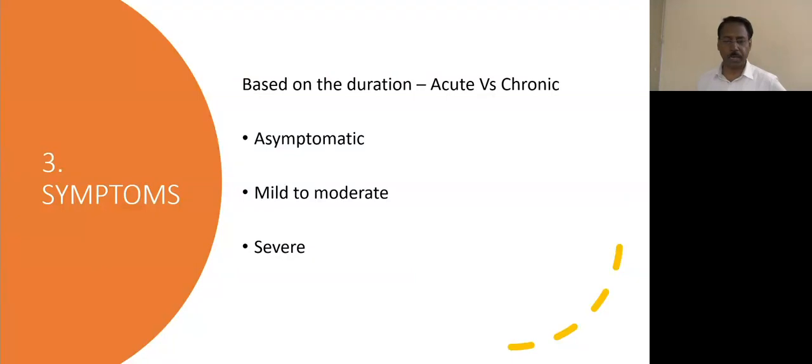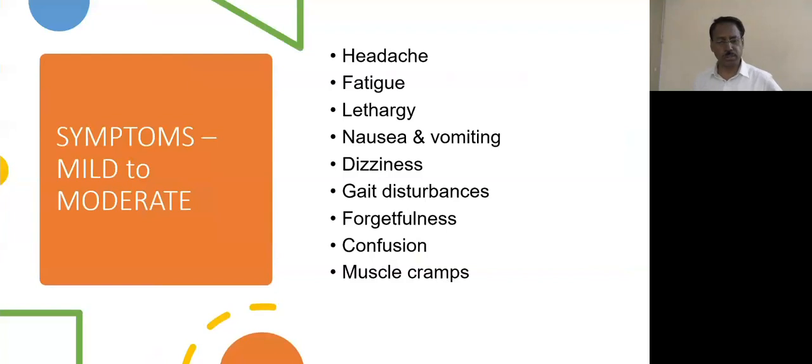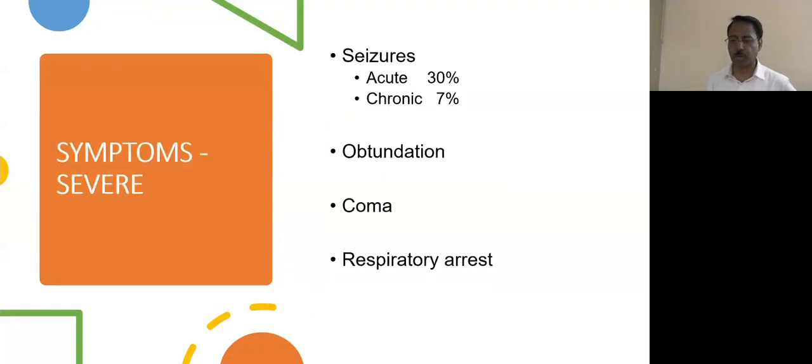Symptoms, as we said, are based on the duration. Patients can be asymptomatic, have mild to moderate symptoms, or have severe symptoms. The usual symptoms of mild to moderate are generally non-specific: headache, fatigue, lethargy, nausea, vomiting, dizziness, gait disturbances, forgetfulness, confusion, muscle cramps. So a whole lot of non-specific symptoms will be from mild to moderate.